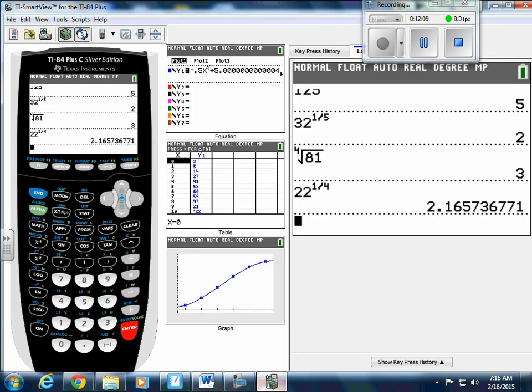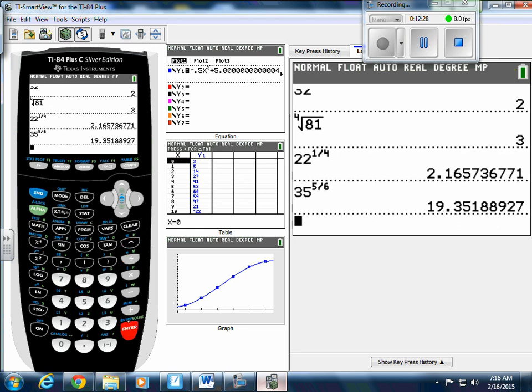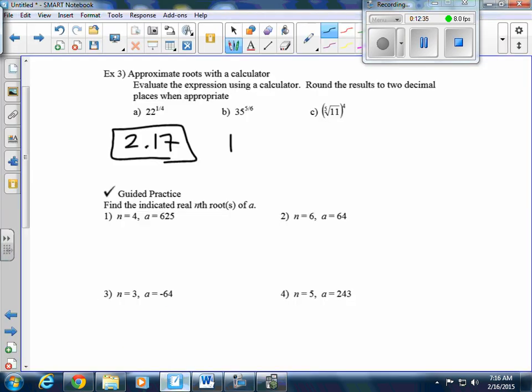So we're going to go 35 raised to the 5/6 power, and it's 19.35. And then we're going to do the same thing with the next one.